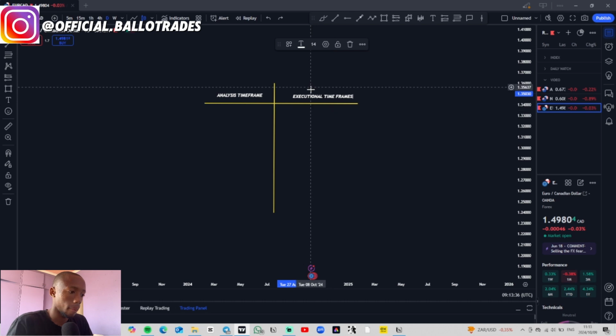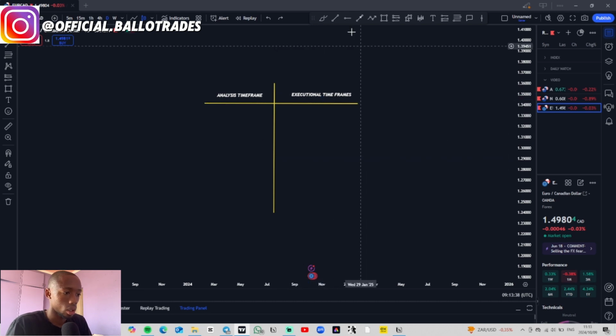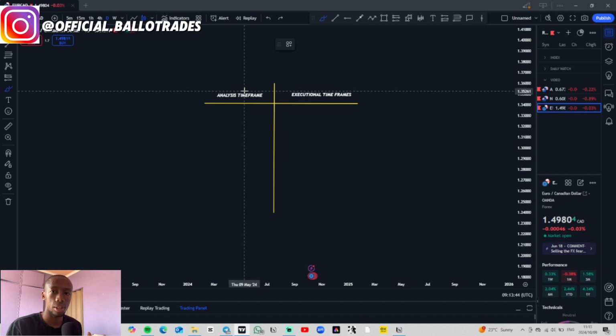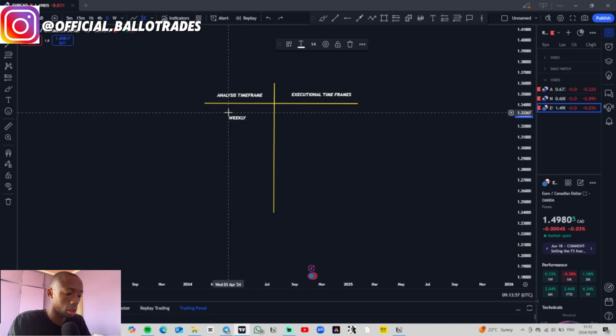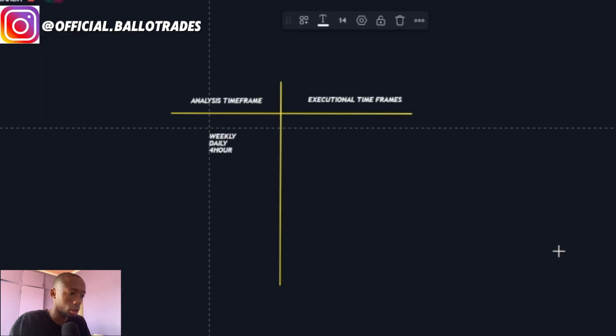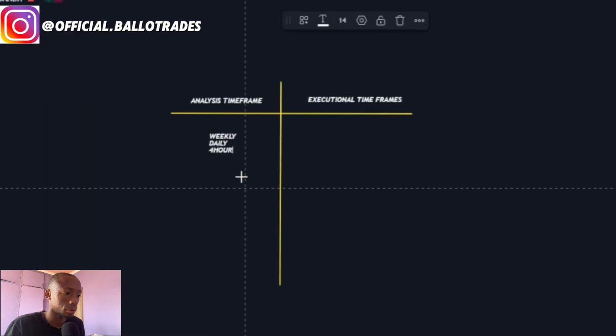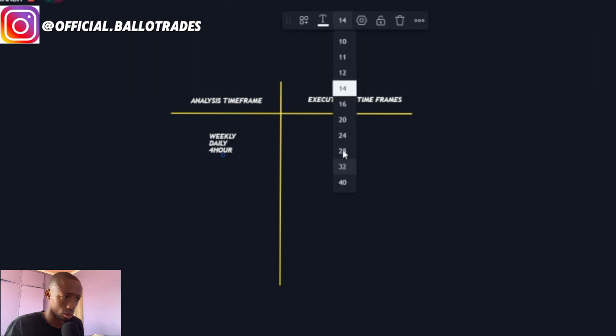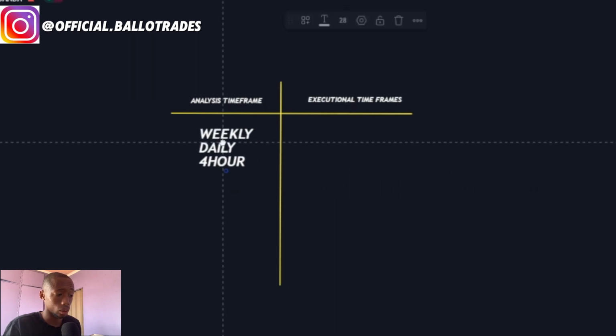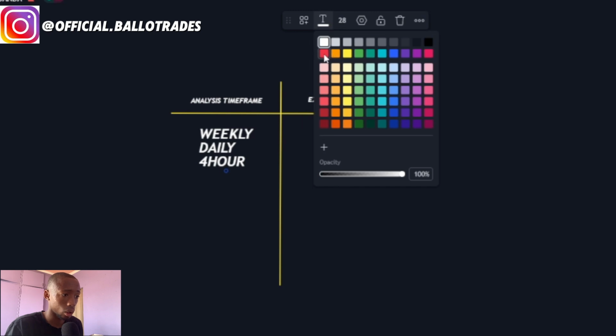Yeah, we have our analysis time frame and our executional time frames. Obviously, the analysis time frames are the time frames in which we analyze. We never place a trade based off these analysis time frames. They include the weekly, the daily, and lastly the 4-hour. These are the time frames we analyze on, the weekly, the daily, and the 4-hour only, guys.